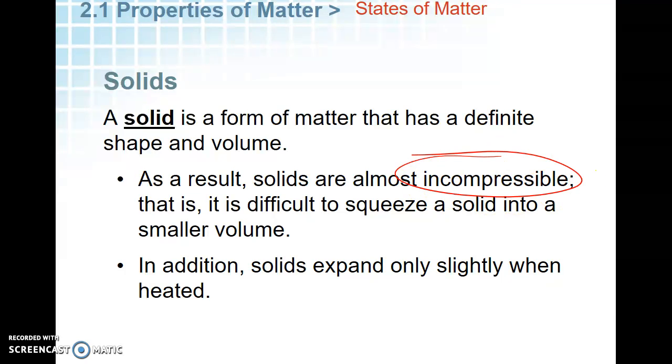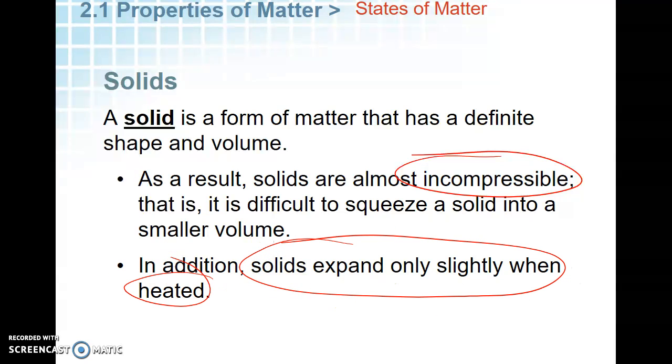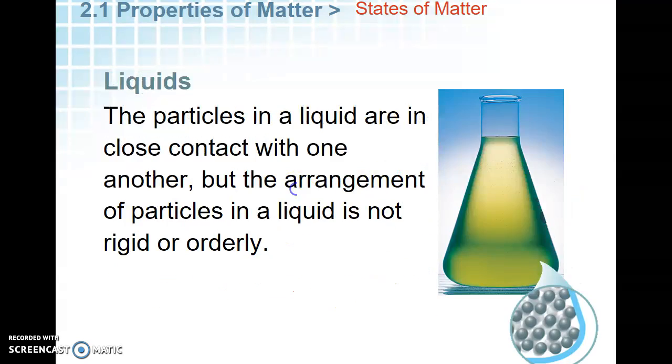That means we can't press them any closer together than they already are. And because of this, the particles will expand slightly when heated, but not a lot. They will still stay that way unless we get them to change state. The next state after solid is liquid. If we heat a solid enough, it will become a liquid.